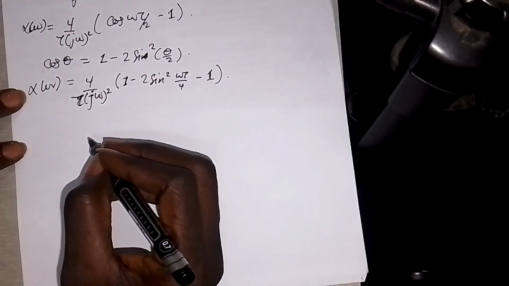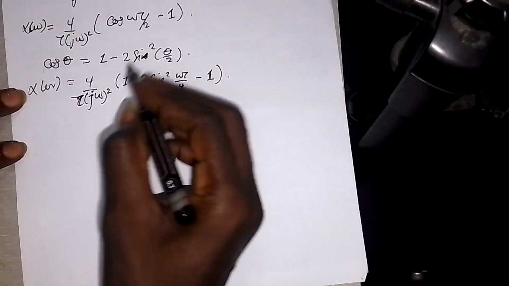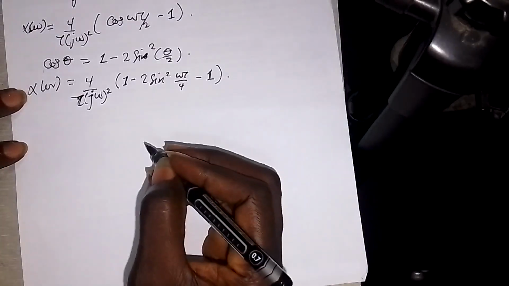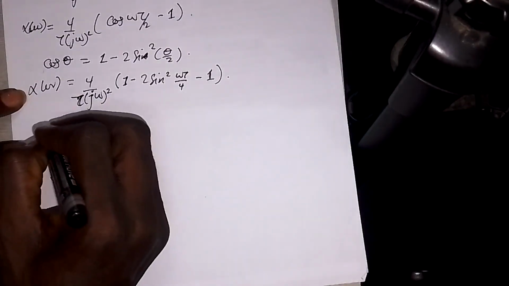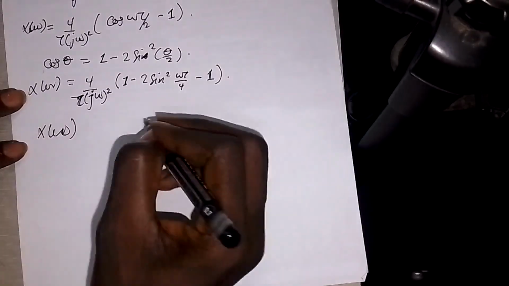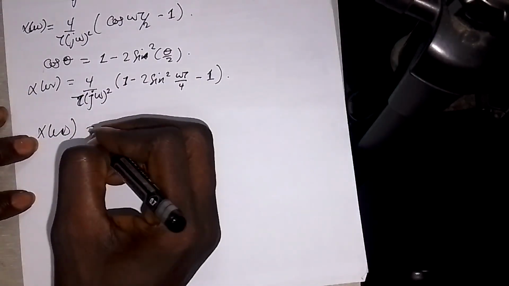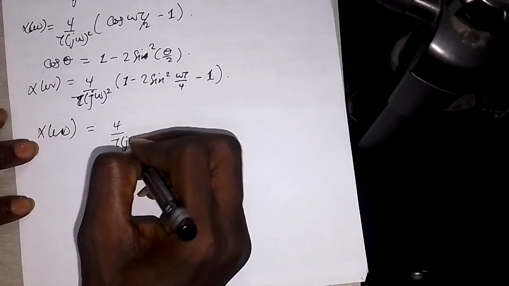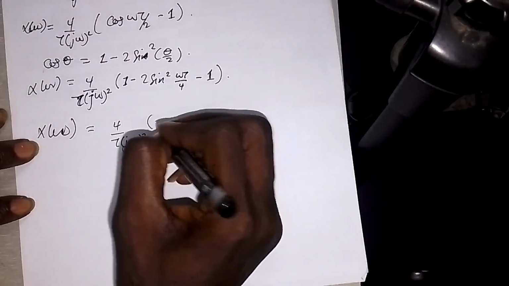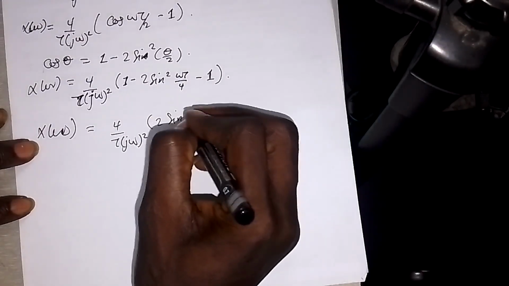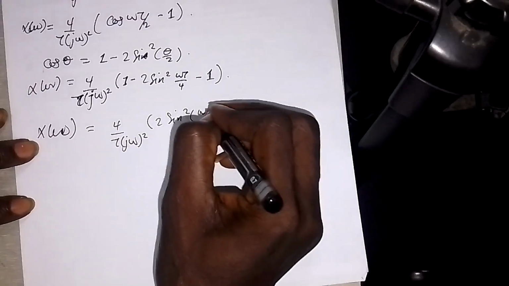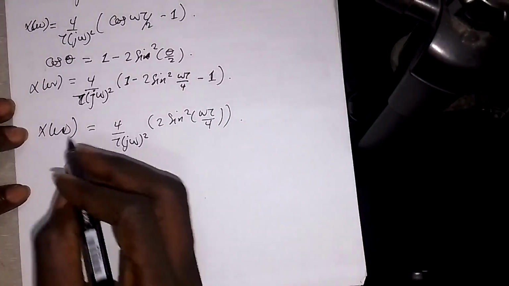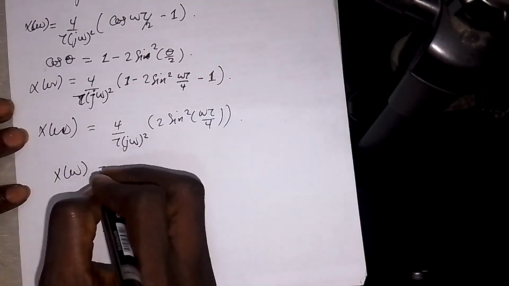Now what I can do again is that this one and this one, they are opposite, so I can cancel them. This one and this one, they are opposite, so I can cancel them. If I do that, then my Fourier transform now is going to be 4 on tau into j omega squared into 2 sine squared omega tau on 4.